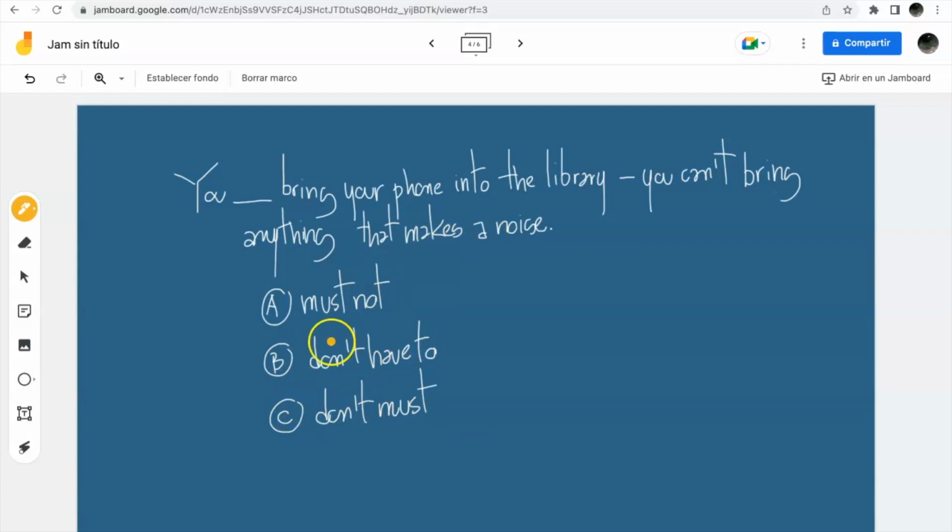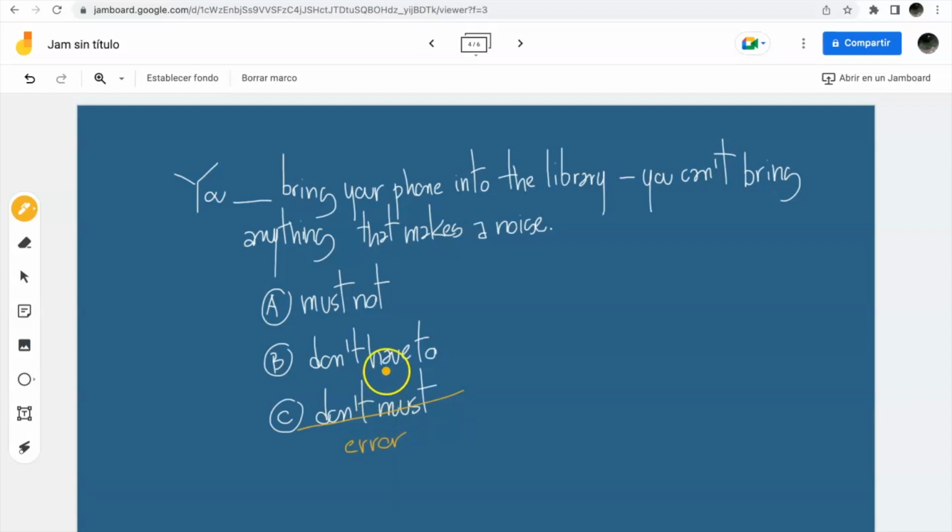Let's begin with don't must. First of all, let me tell you right from the beginning that this is an error or a horror, right? Because you don't use do or don't with must. Must goes alone. Must or mustn't.